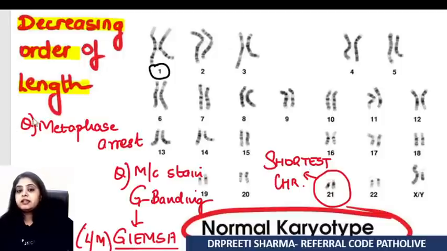What phase? Repeating again, metaphase. Shortest chromosome, 21. What is the stain that I've used most commonly? The Giemsa stain. And which microscope will I use for it? I'll use a light microscope.